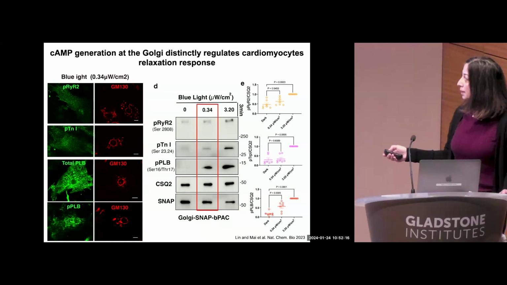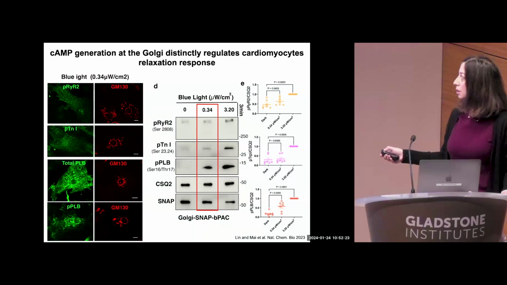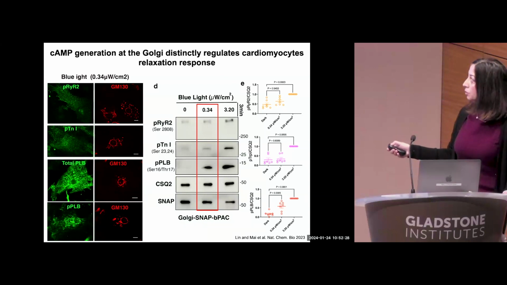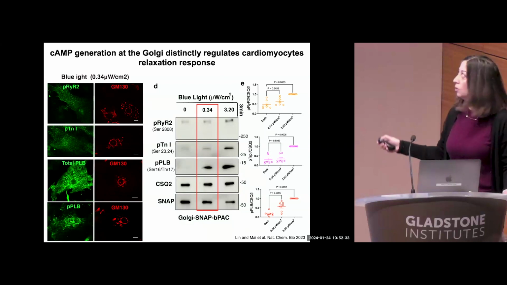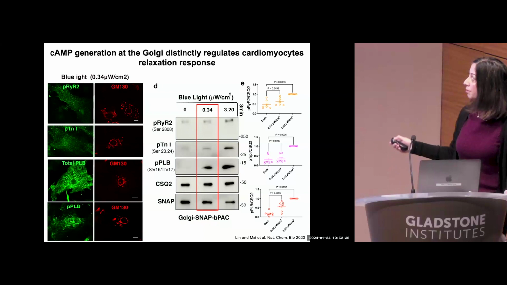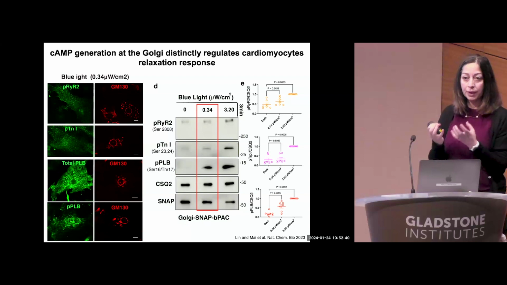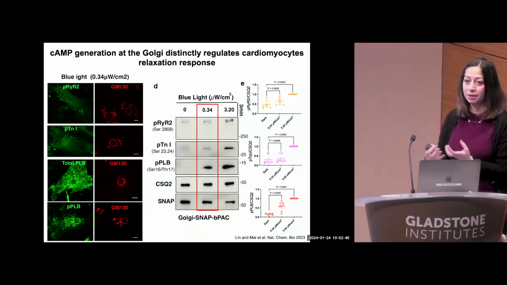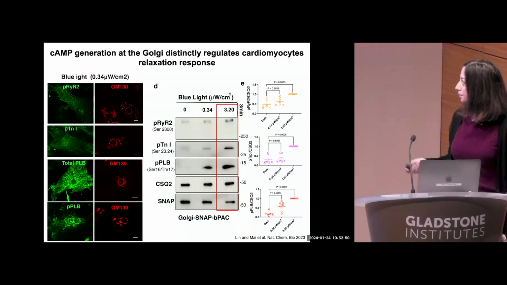Not surprisingly, she found that at low blue light, the physiological level, phosphorylation of phospholamban, a nearby effector at the Golgi membrane, is significantly increased, and the other two, ryanodine receptor and troponin I, are not. When you saturate the system and go to the superphysiological level, all three downstream effectors are phosphorylated, suggesting there is a tuning mechanism near each membrane that regulates, at the physiological level, the amount of cyclic AMP that needs to be generated to give a physiological response.